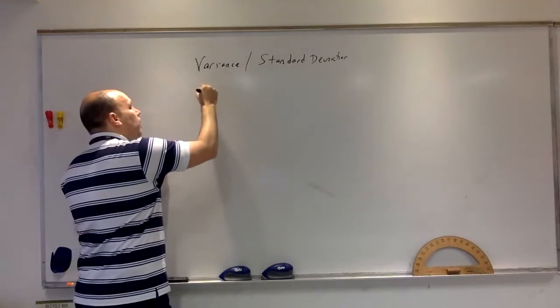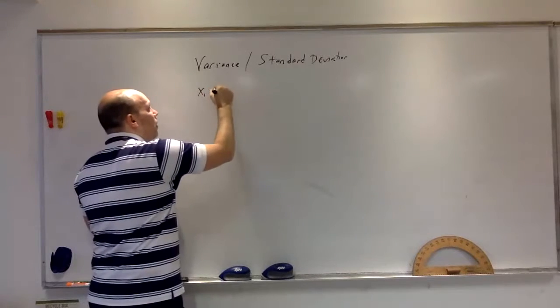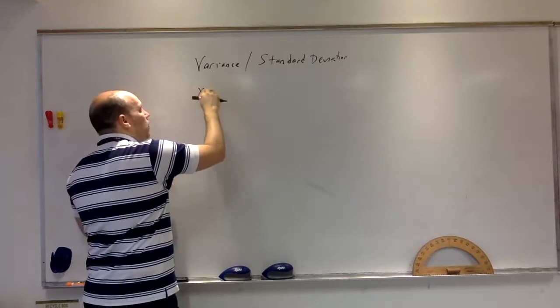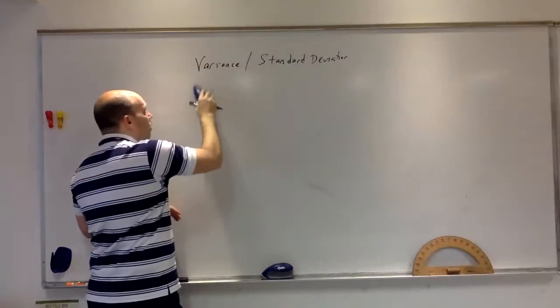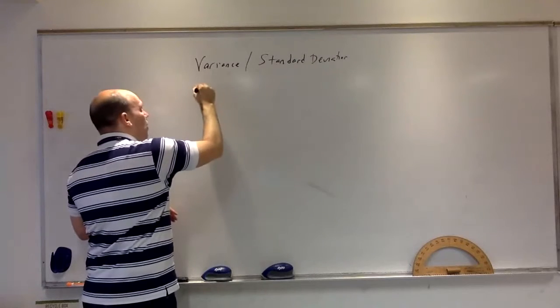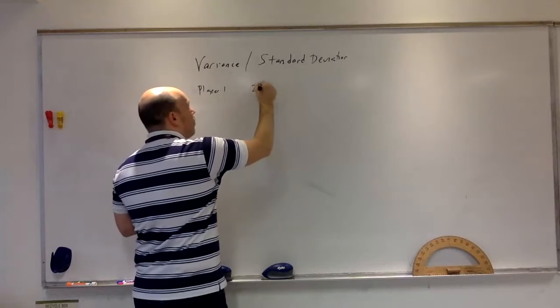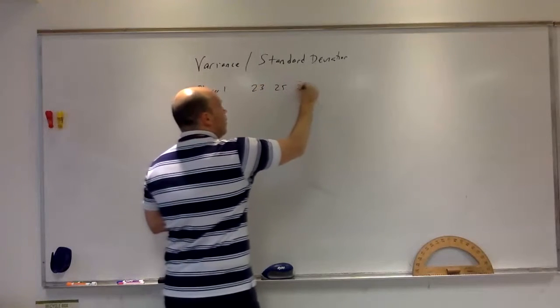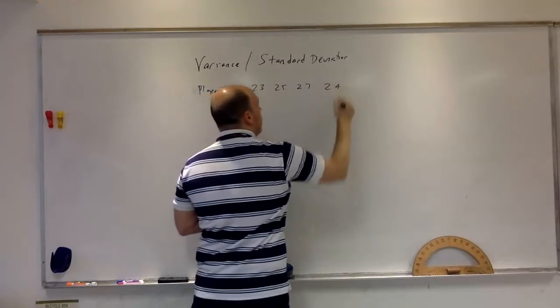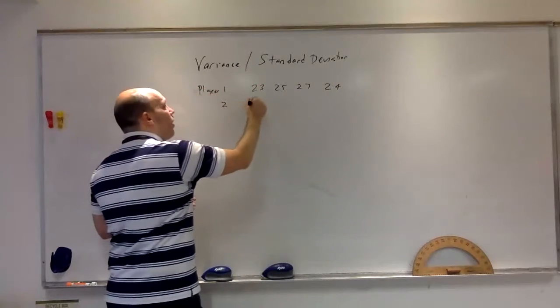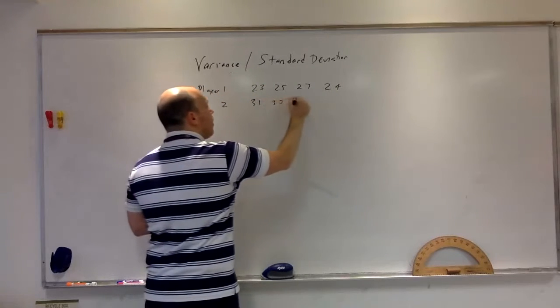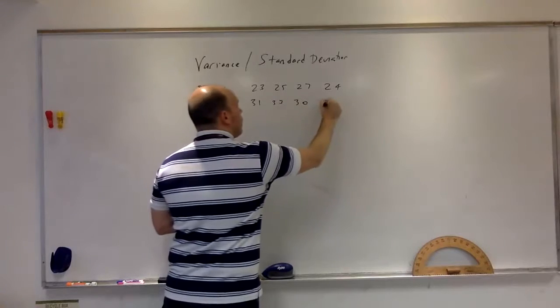So the first player, player one, in the last four games got a 23, 25, 27, and 24. And player two got 31, 33, 30, and 32.